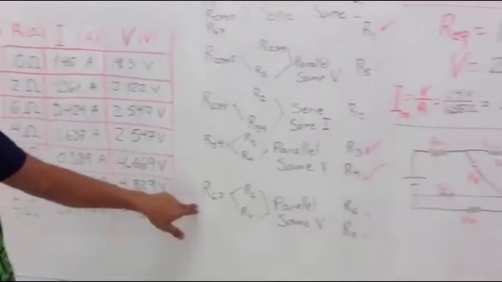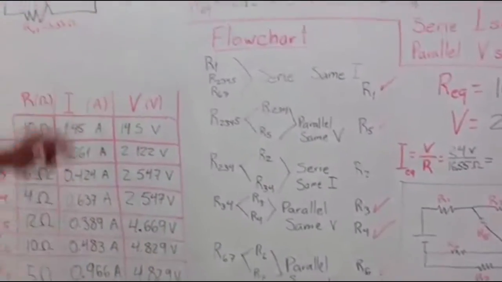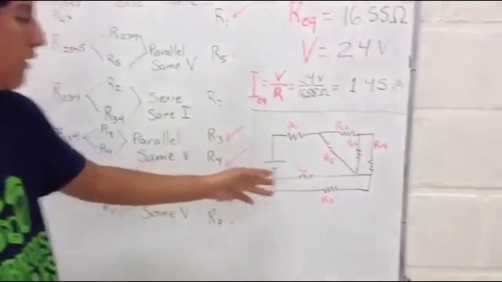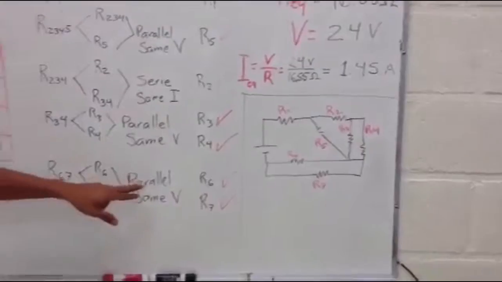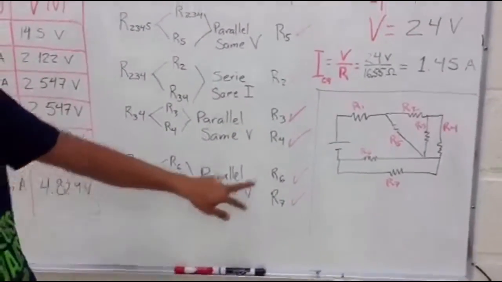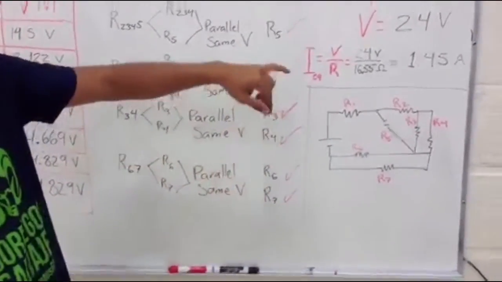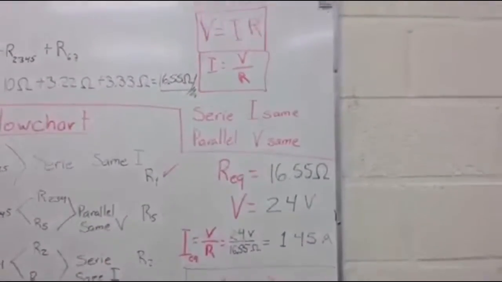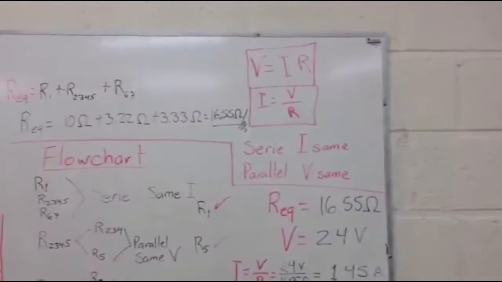Now resistance 6 and 7, that is the one that goes here in the initial diagram. It's in parallel, so it has the same voltage. We isolate each one, and we solve with the formula that we know, and we can get the results that are in this table.